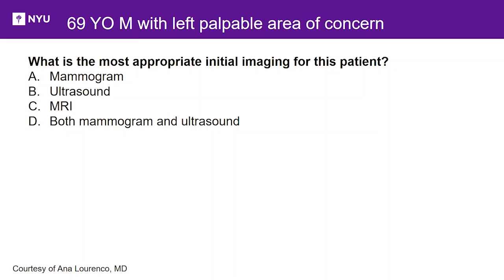So now let's look at this question. This is a 69-year-old with a left palpable abnormality. What is the most appropriate initial imaging for this patient? Is it A, mammography, B, ultrasound, C, MRI, or D, both mammography and ultrasound?